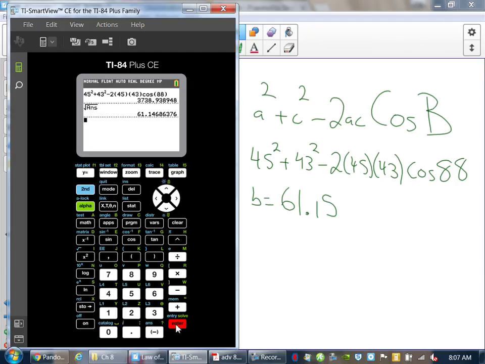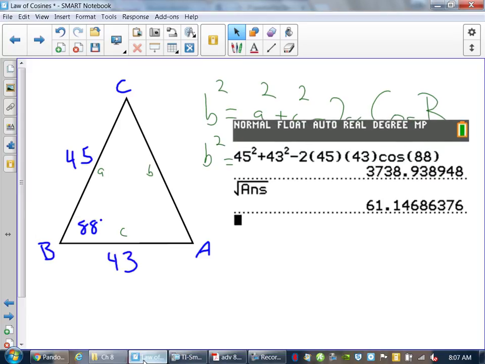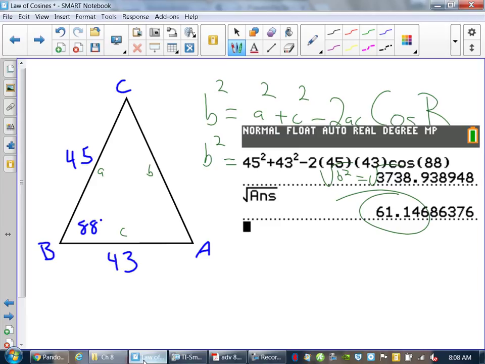Because what's happening here is, remember, this whole string here, b squared equals 45 squared plus 43 squared minus 2 times 45 times 43 times cosine of 88. That equaled b squared. We got an answer. B squared equaled that crummy number. How do you undo squaring then? We took the square root of both sides and we got that. That's how you get that side length.